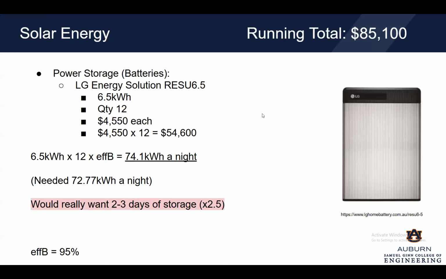So for energy storage, we're going to use these batteries by LG. They're 6.5 kilowatt hours. We're going to need 12 of them to get our 74 kilowatt hours a night. And we needed 72.77 kilowatt hours, so we're right above the amount of energy storage that we needed. These are pretty expensive at $4,500. And at this point, this is the most expensive part of our system at $54,000.